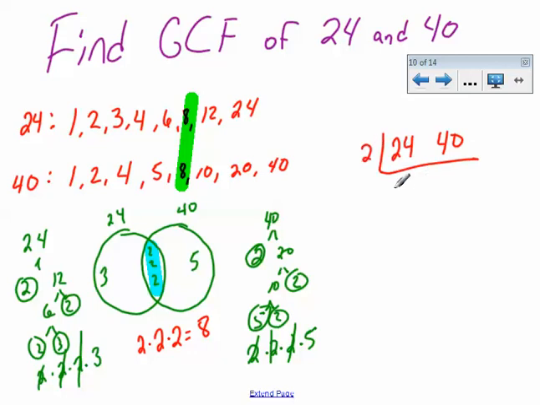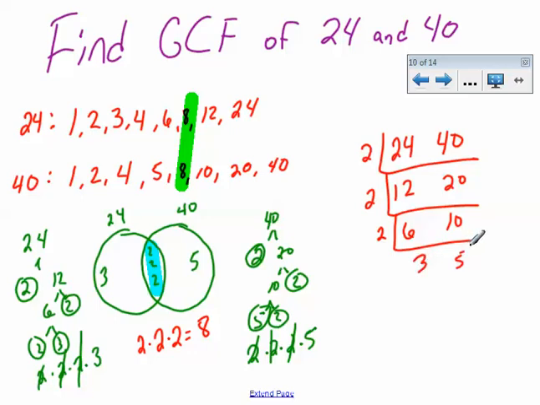Birthday cake, 24, 40. Start with 2, 12, 20. Can divide by 2 again. They're both even, so I know 2 works. 12 divided by 2, 6. 20 divided by 2, 10. I can divide by 2 again. 10 divided by 2 is 5. 6 divided by 2 is 3.